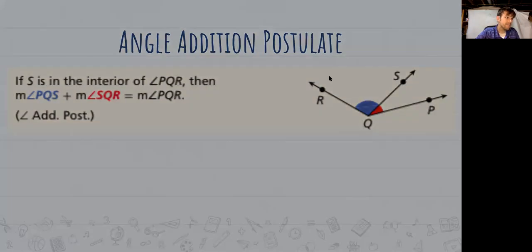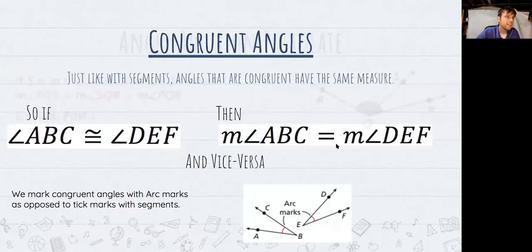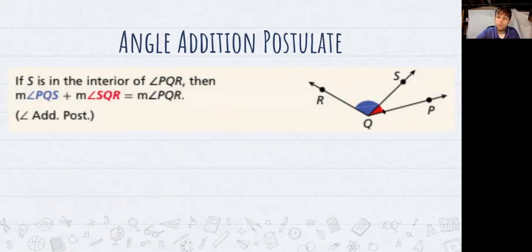then the measure of PQS plus SQR, that's funny. They're color-coded, but they're color-coded wrong. PQS is actually the red one, even though it says it's blue there. And SQR, right? Those two angles have to add together to equal the whole angle.